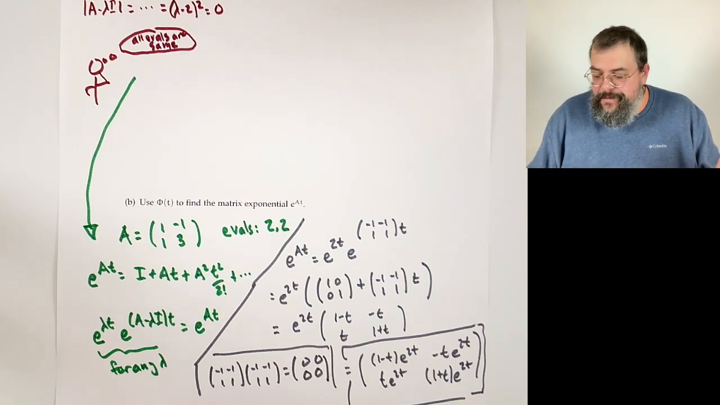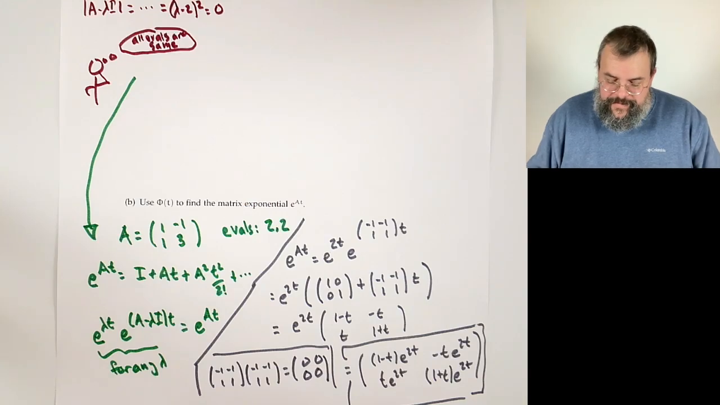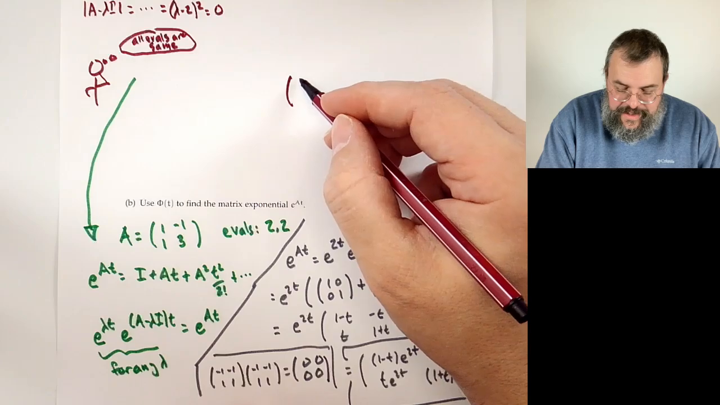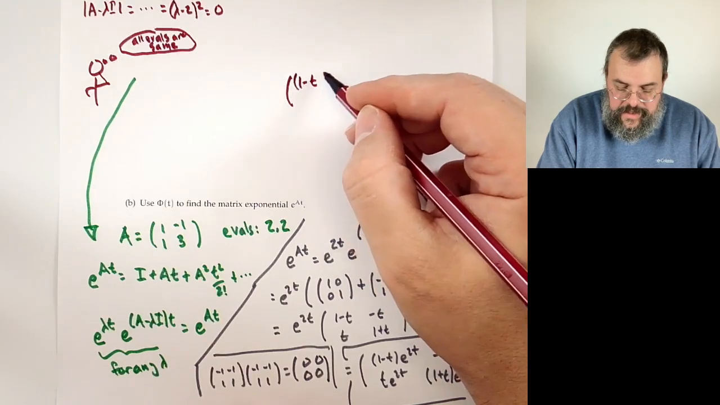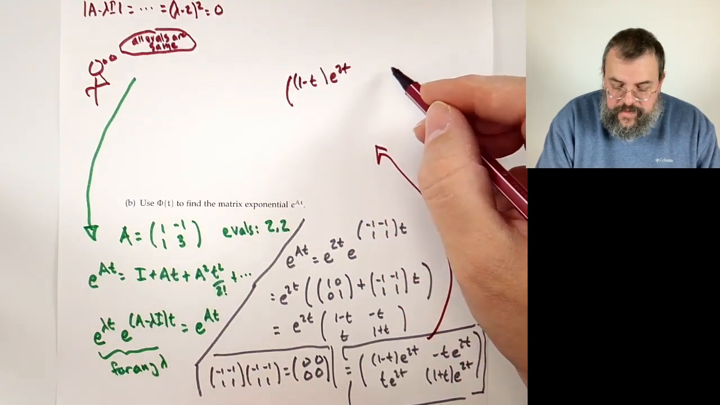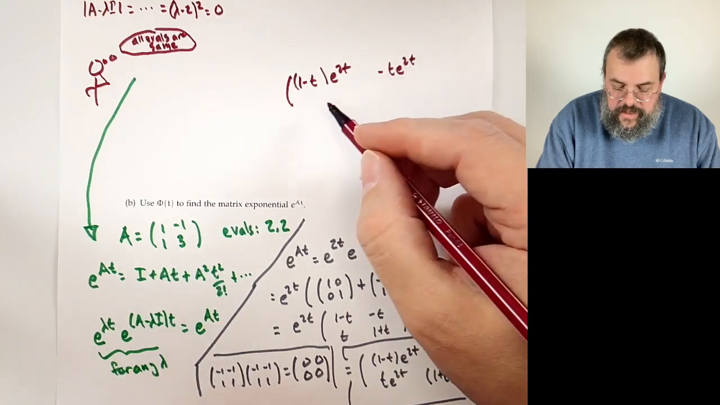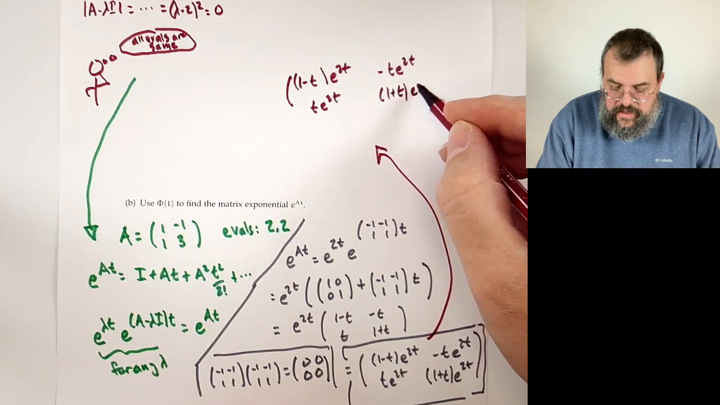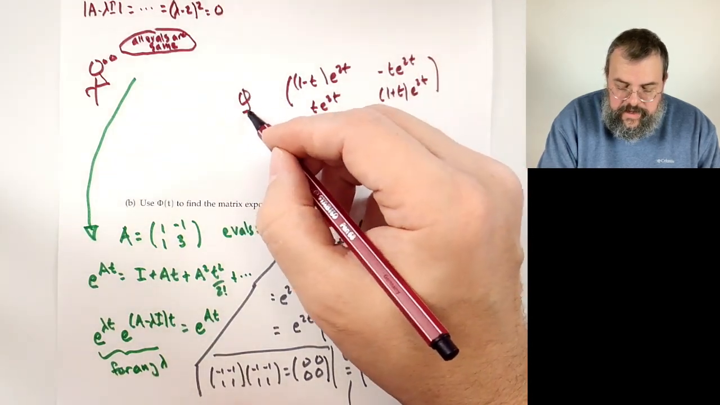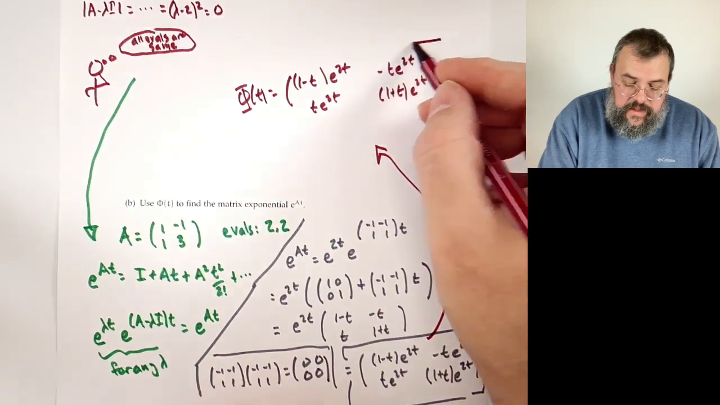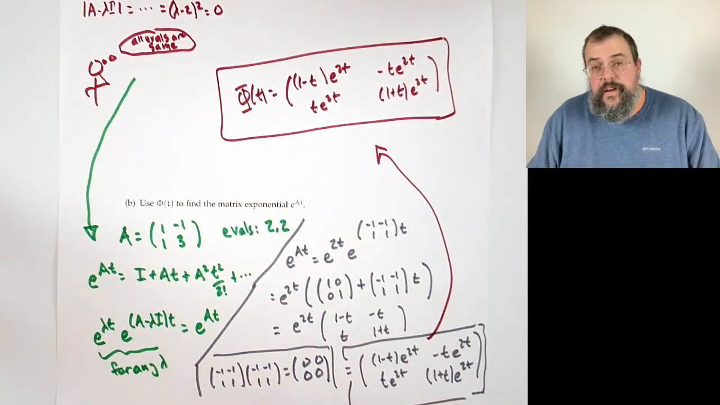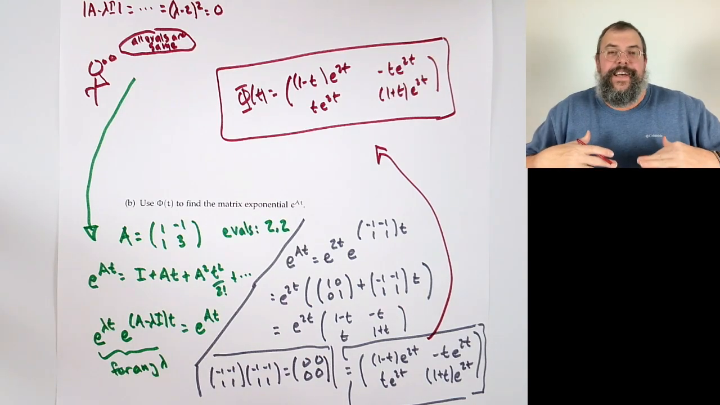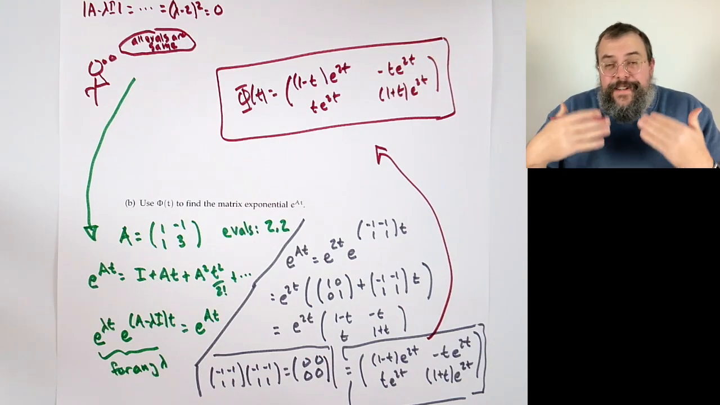Well, remember, part A says you just need to find one of them. This is one. So you just copy it. So 1 minus t e to the 2t, minus t e to the 2t, t e to the 2t, and 1 plus t e to the 2t. And we'll call that phi of t, because e to the At is a fundamental matrix. So you could actually have done part B and then used the answer for part B to find part A.